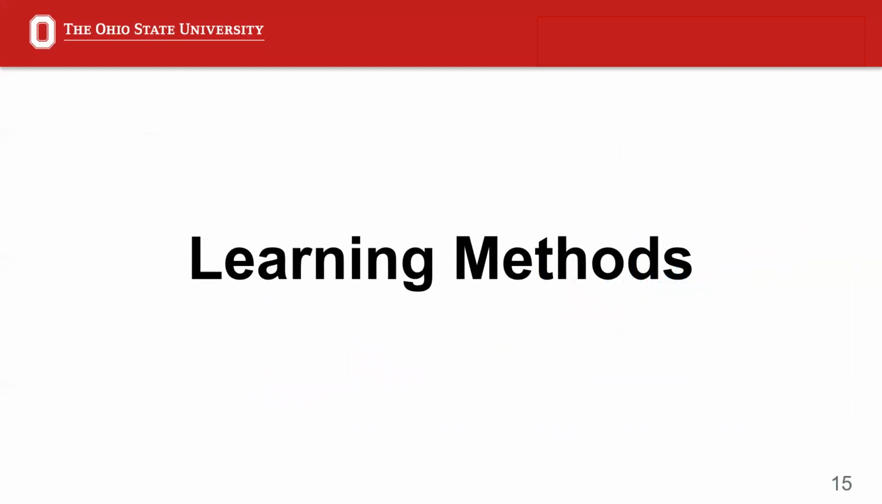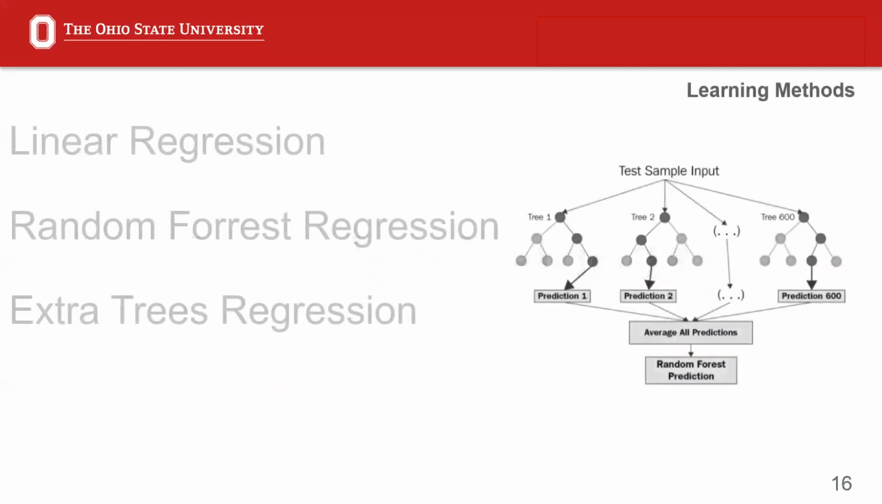Different learning methods. After all these additional features had been engineered, it was time to begin training a model using different learning methods. The three I used were linear regression, random forest regression, and extra trees regression. The latter two methods are very similar in that they are both composed of many decision trees, which output the mean of all the trees' predictions. A visualization of this can be seen here on the right.